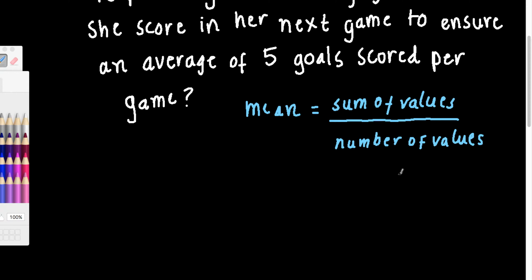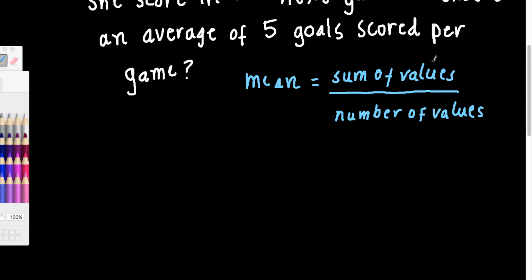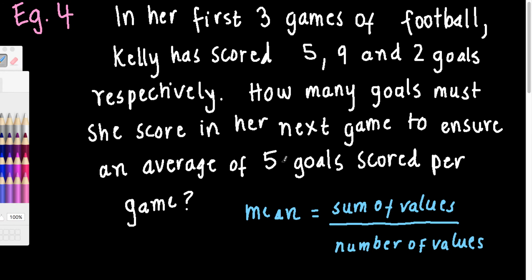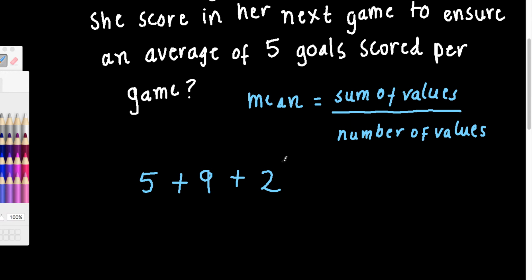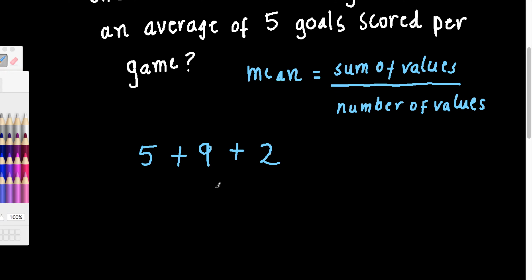Now, if you think about it, we know part of the sum of the values because we know that 5 was the first score, 9 was the second score, and it was 2 for the next. I'll just double check that. Yeah, 5, 9, and 2. So that's what she scored so far. The sum of the values is actually going to include what she scores in the next game, and that's what I don't know. So I'm going to call that x.